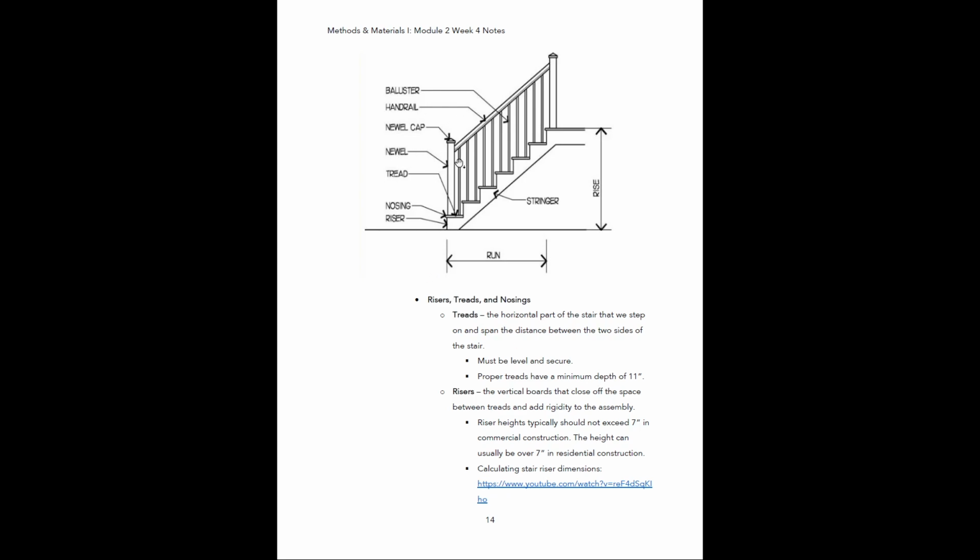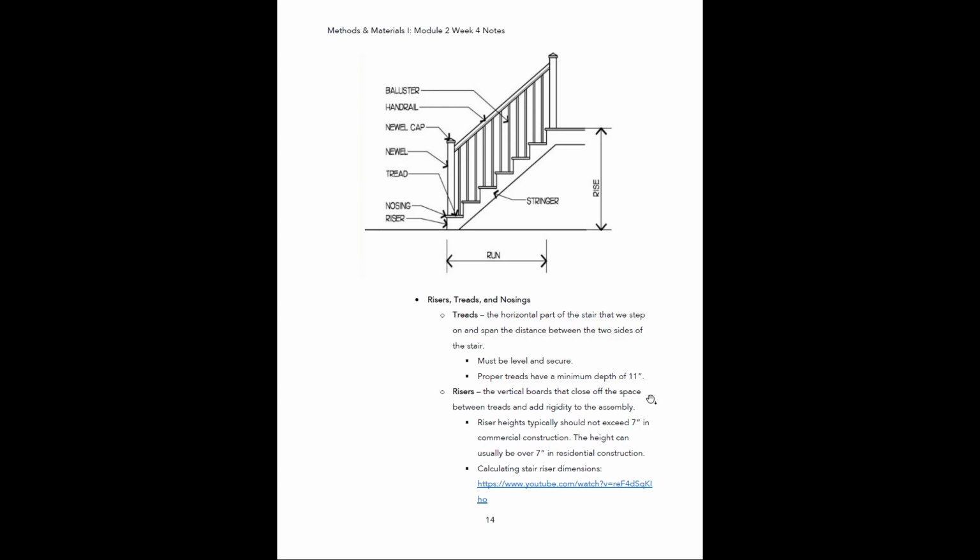Okay, so if we look at this drawing up here, the tread is the flat part. So here's a tread, here's a tread, here's a tread, here's a tread. Usually those have to be at least 11 inches in depth. I think maybe in residential it's 10 inches, but if you're doing a commercial space, that needs to be 11 inches. All right, and that's measured from the back edge here at the riser to the front edge of the nosing. The nosing is the very front edge of the tread.